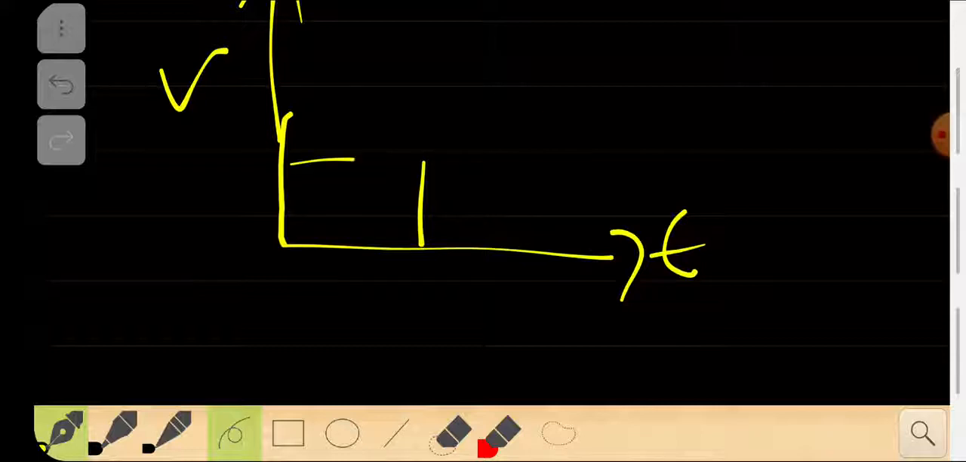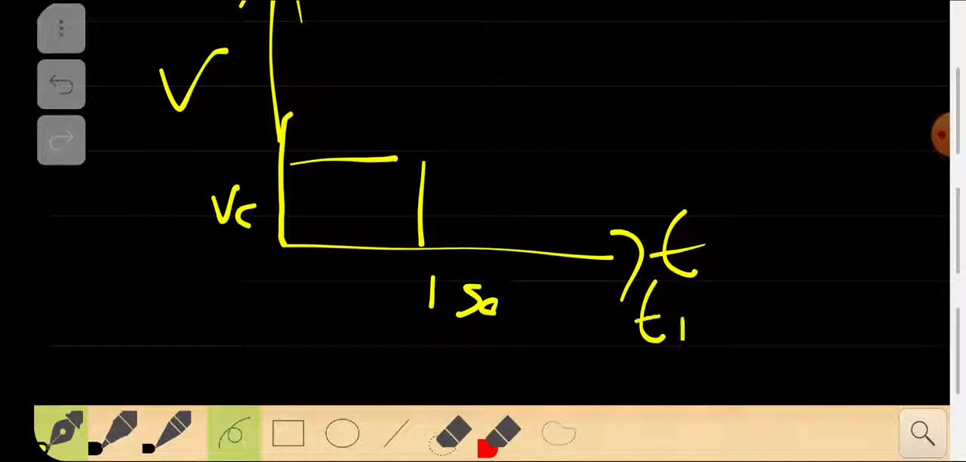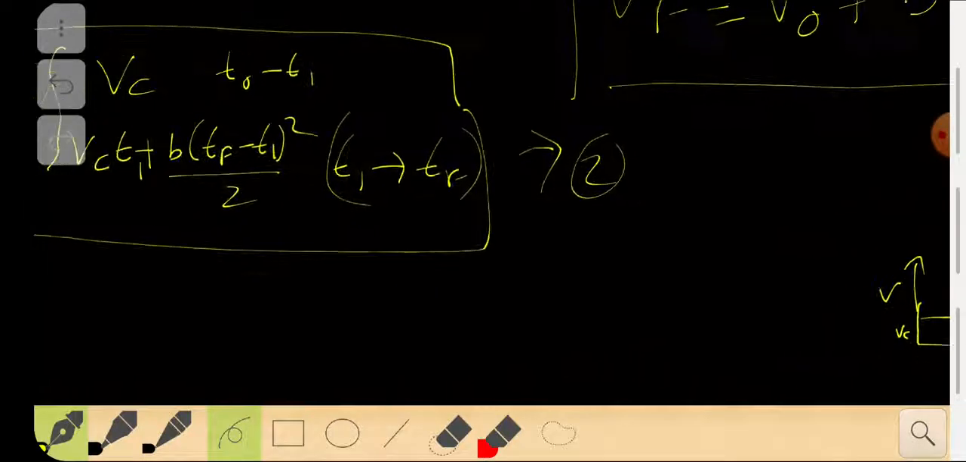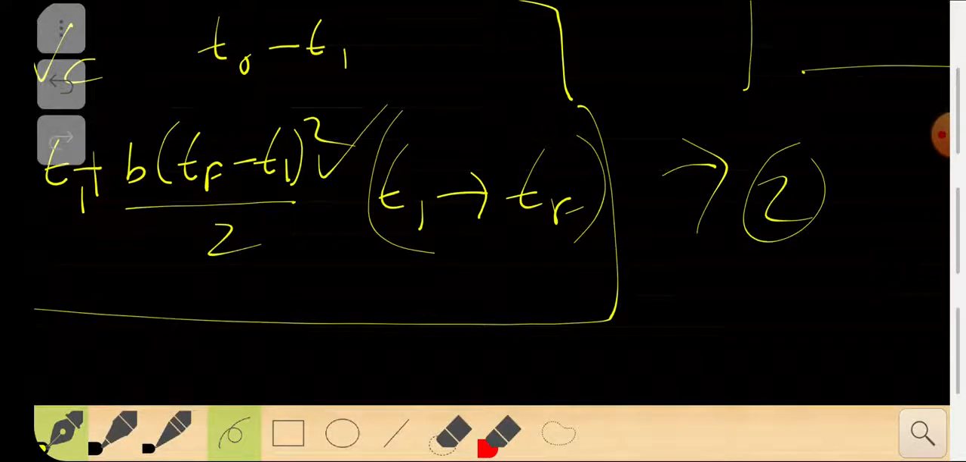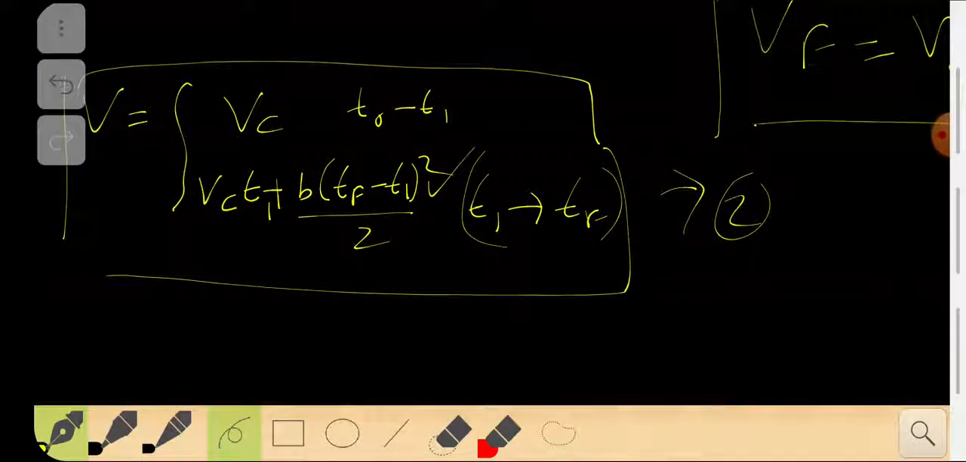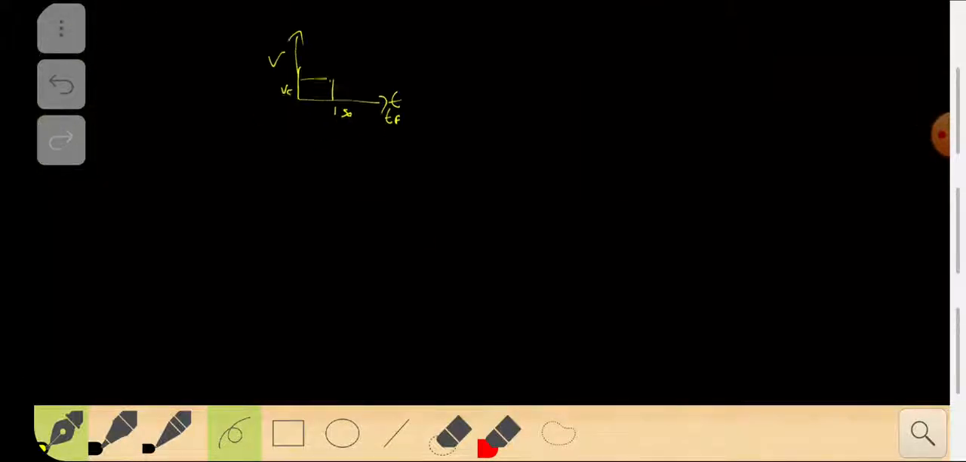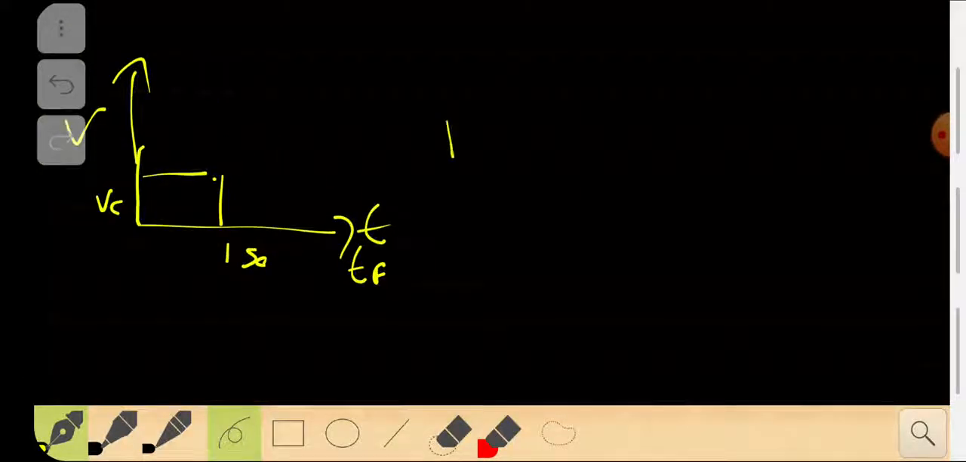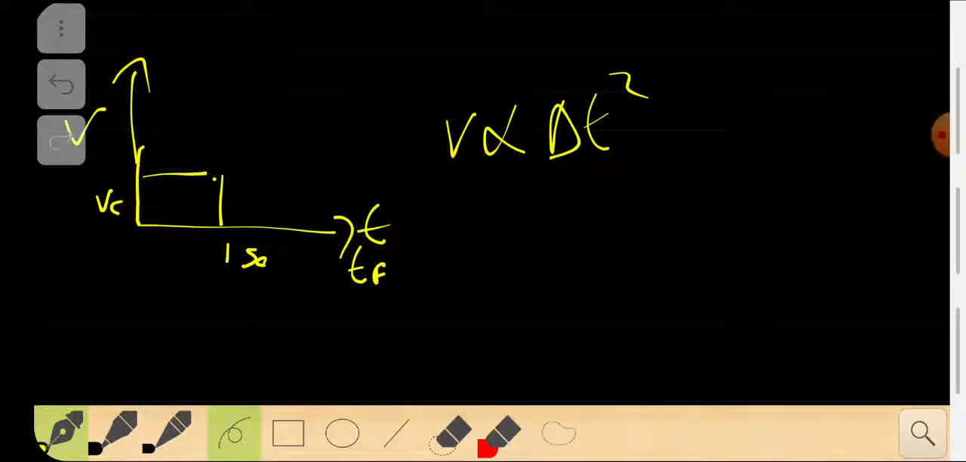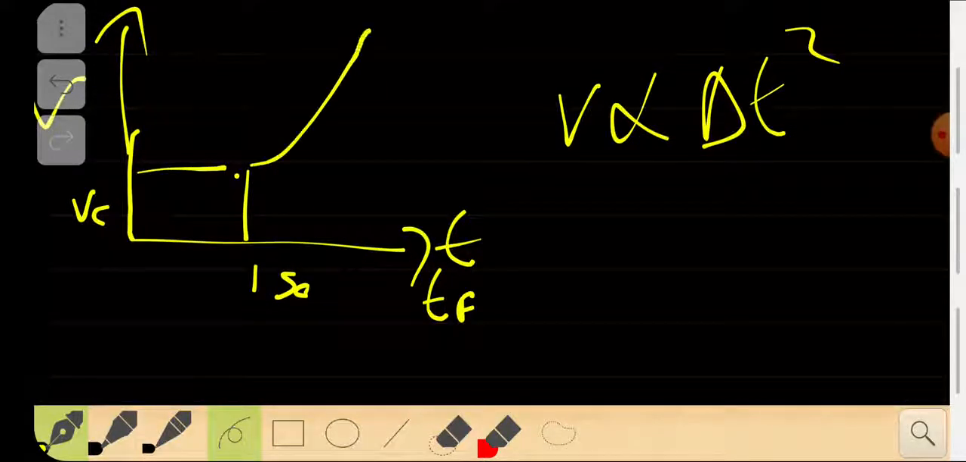So in the first part it will be vc, right, for the first second, and after the first second to t final, it will be increasing with the ratio of t square, right? So delta t square, so this will be increasing. Looking at the second equation, you can see it will be increasing at the rate of t square. So v is proportional to some delta t square, so it will be increasing in the power of square.